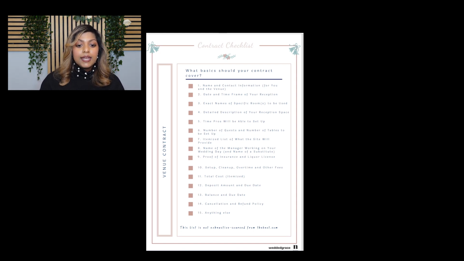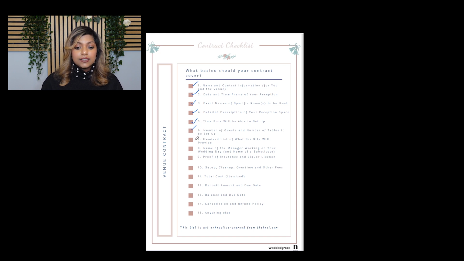So number one, name and contact information for you and your venue, the date and time frame of your reception or ceremony or everything including accommodation, depends if you're having that. 3, exact names of the specific room or rooms to be used, detailed description of your reception space, the time that the professionals or your other vendors will be able to set up, the number of guests and the number of tables to be set up.